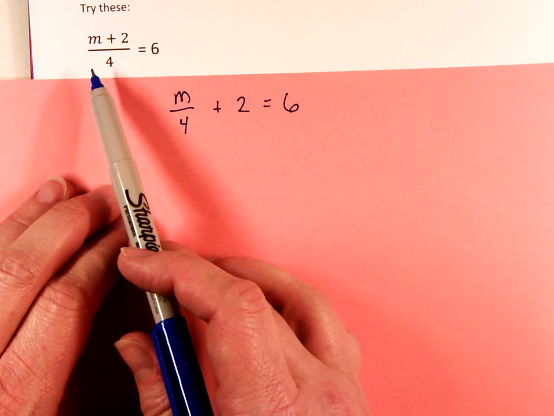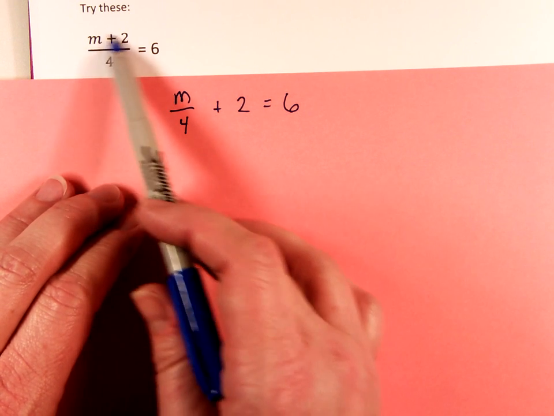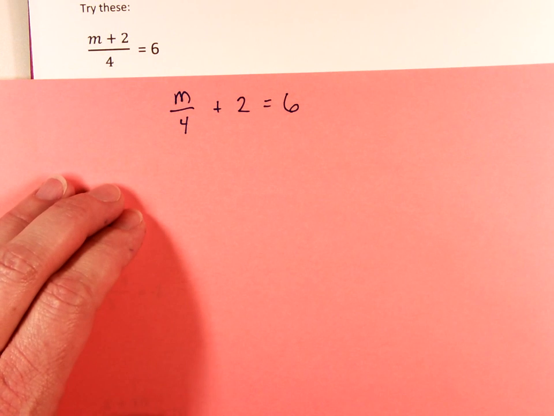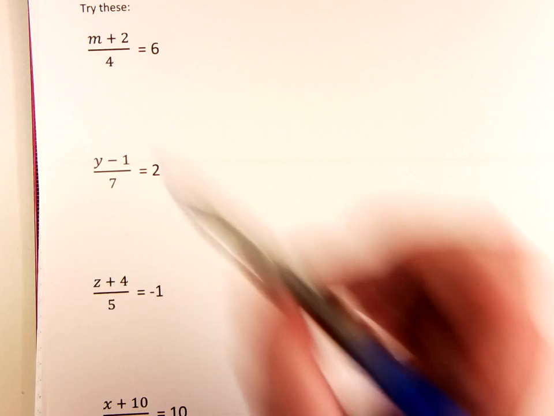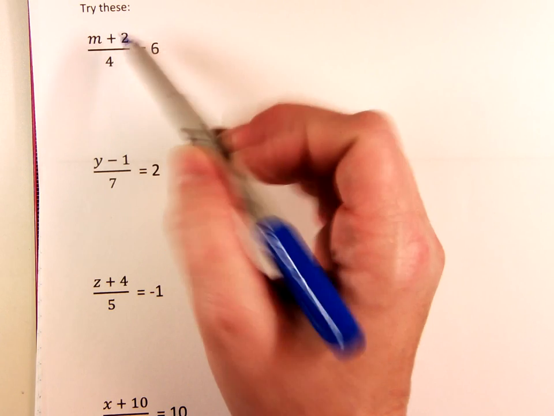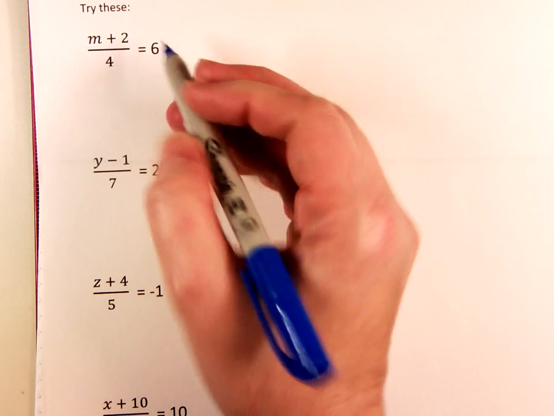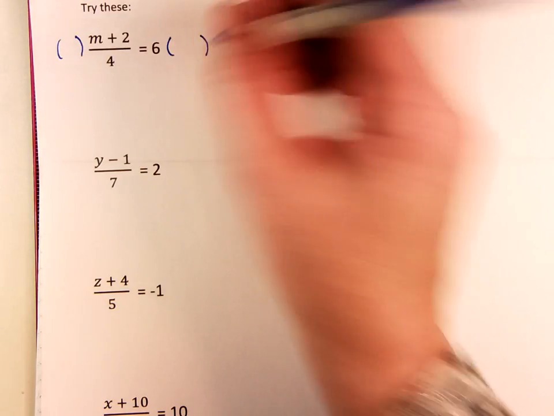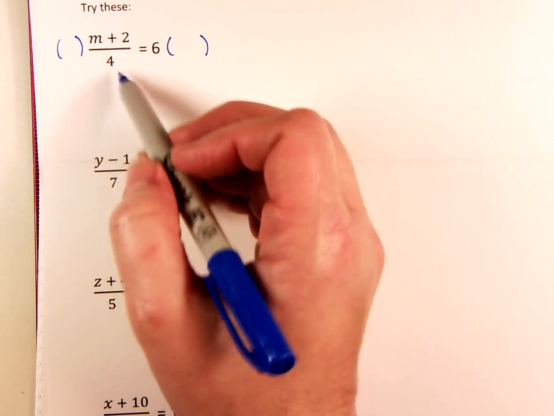They're not the same. This time I've got m plus 2 as a unit. The whole thing is over 4. That's your exception, when the whole thing is over 4. So you can't work with this 2 first. You're going to have to get rid of your fraction here, which is division. So how do you get rid of a division problem? Use multiplication. So what number do I pick then? 4. That's right, pick the 4.